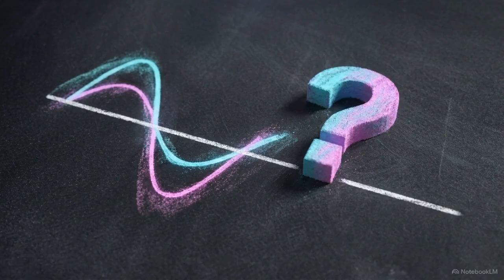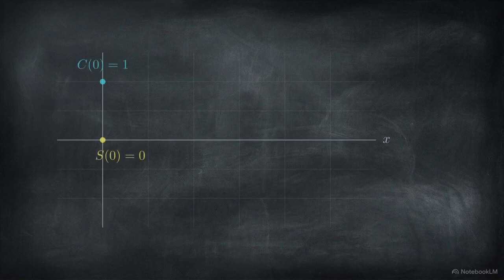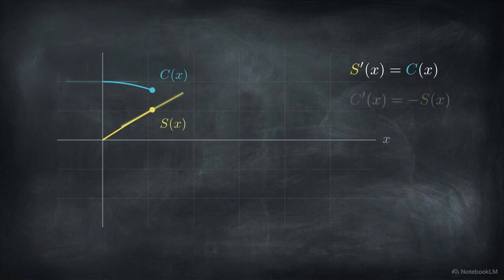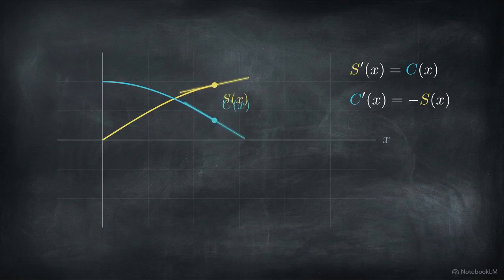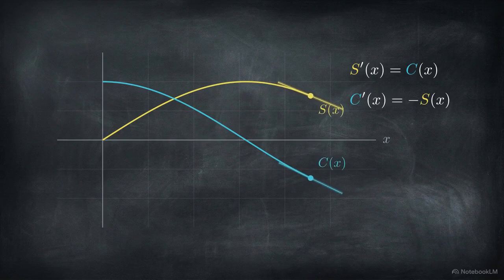Now we face the most critical challenge, proving using only algebra that these functions eventually curve back and hit 0. We start with our initial conditions. C of 0 is 1 and s of 0 is 0. Since the derivative of s is c, s begins to increase for positive values of x. If s increases, the derivative of c, which is negative s, becomes negative. This forces c to decrease from its starting value of 1.